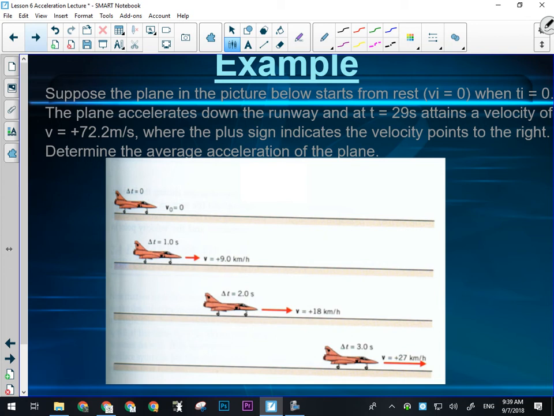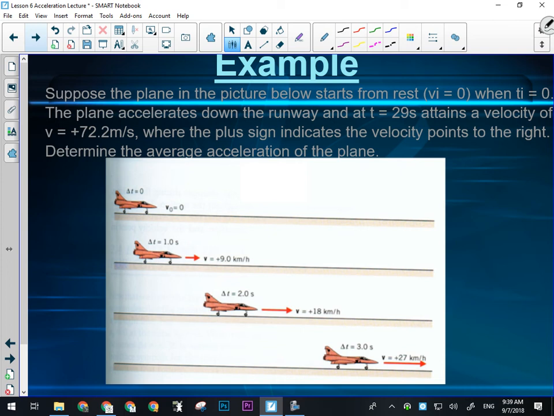Okay, so let's say we have this plane here. It starts at time 0, it's at rest. That's one of those terms that you need to be familiar with. At rest means not moving. So the velocity anytime something is at rest is 0. So if something starts from rest, its initial velocity is 0. If it comes to rest, its final velocity is 0.